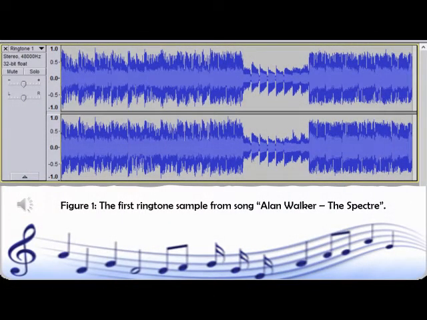Okay, so this slide shows the sound wave of the first ringtone sample in Audacity. And this one shows the sound wave of the second ringtone sample in Audacity. And next, this one shows the sound wave of the third ringtone sample in Audacity.